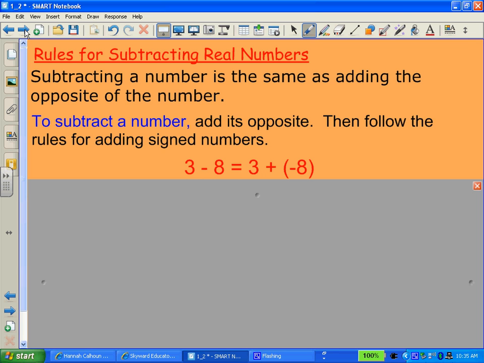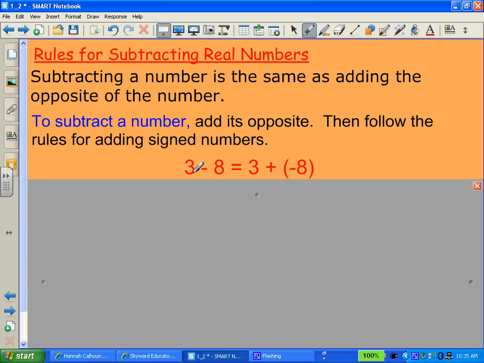Now we talked in our vocab words what the opposite was. So like if a number was 2, if we're subtracting 2, it would be the same as adding negative 2. So what we're going to do for subtracting is we're simply going to change it to addition. So if I have a subtraction problem, I'm going to change it to addition, and then I'm going to follow the rules that we just talked about, with the same sign sum, different sign difference.